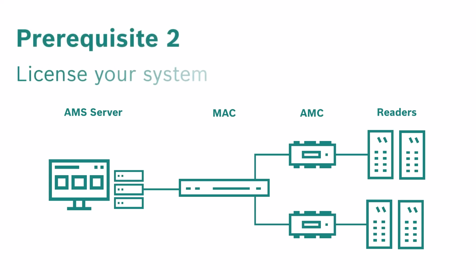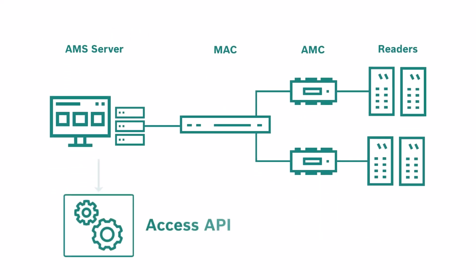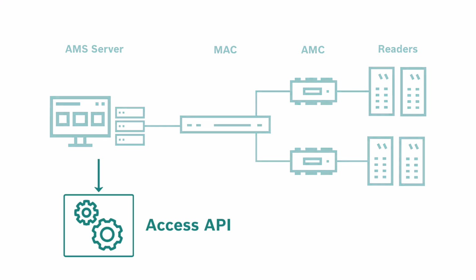Prerequisite number 2 is to license your system. The Access API is included in all base licenses. The Access API is always available, a separate installation is not required. However, the Access API needs to be enabled with the following configuration steps.